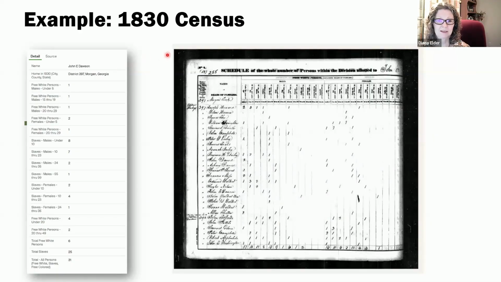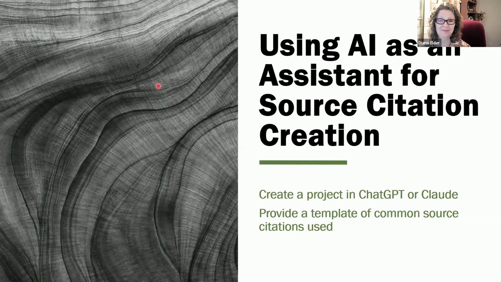We can right away get the URL put in there. I like to do that in case I get interrupted and then I lose my place. We can put the locality. That's easy. This is Morgan County, Georgia. And then we come to the source citation. We've got to create a source citation. So you could just do something very simple, 1830 census, but we do have an assistant now we could use, and that is AI as an assistant.